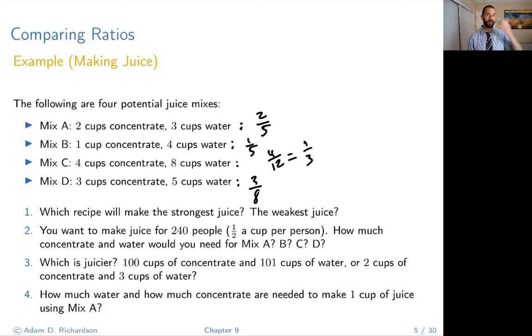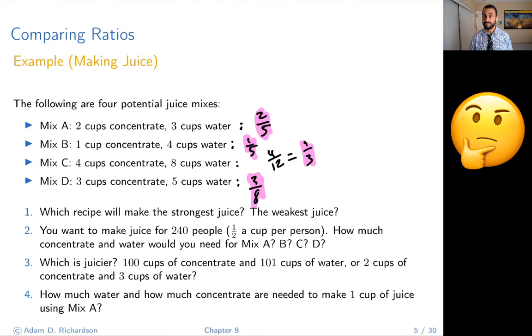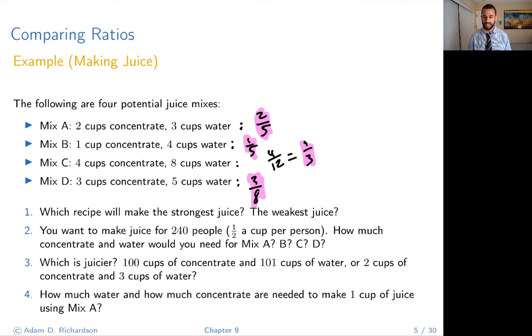So now we have to rely on everything that we learned back in chapter 6 and 7, right? Because now we're just comparing fractions and we're comparing the size of fractions. So let me ask you, which one of those 4 fractions is the largest? What do you think? Okay, let's try this together.